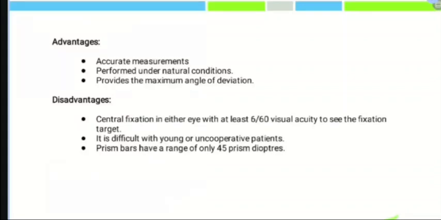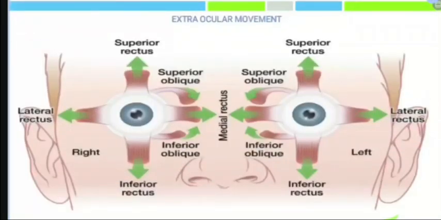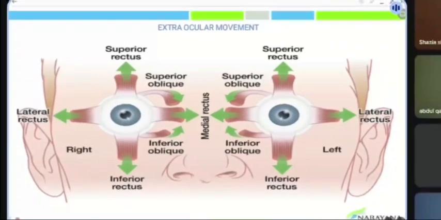So in case of very poor vision, yes, we have other tests also to measure it. We have the Krimsky test, modified Krimsky test to measure it. So this prism alternate cover test will not help in patients who have poor fixation or poor visual acuity. So the next one will be extraocular motility test. Before evaluation, you have to get a clear idea of how your extraocular muscles work, what nerve supply they have, and what are the primary, secondary, and tertiary actions of these muscles.